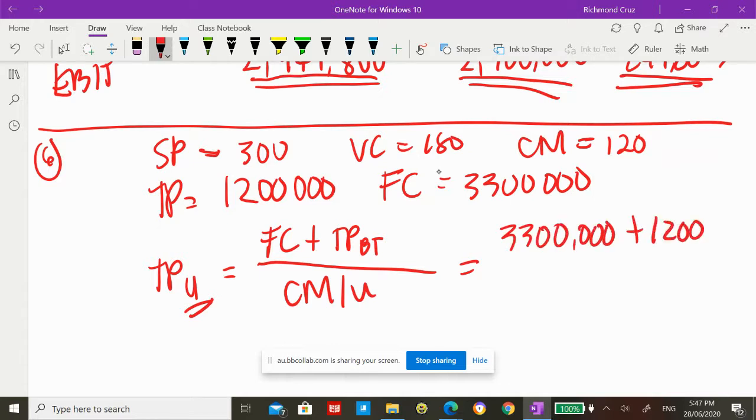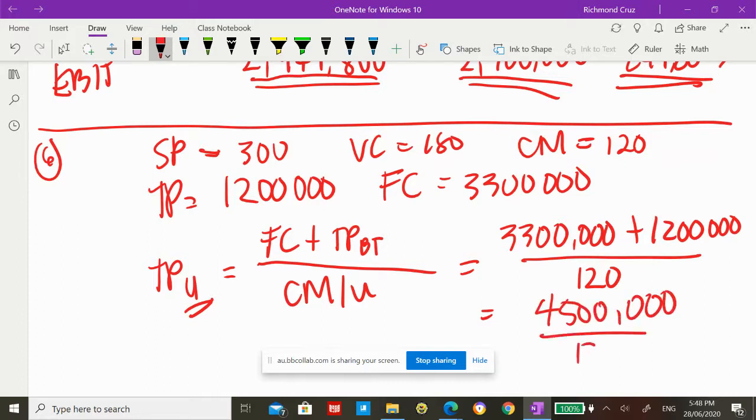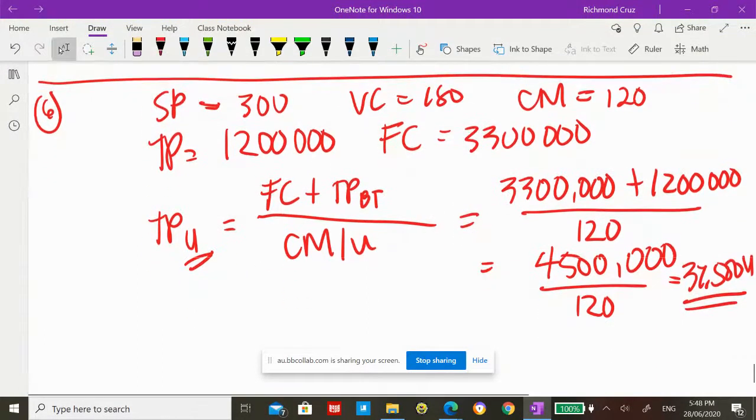I add the 1,200,000 and divide by 120. So, that is 3,300,000 plus the 1,200,000 before-tax target profit, which is 4,500,000. Then I divide by 120. So, I should be able to sell 37,500 units in order to have a profit of 1,200,000.